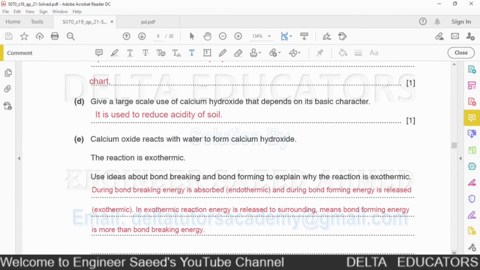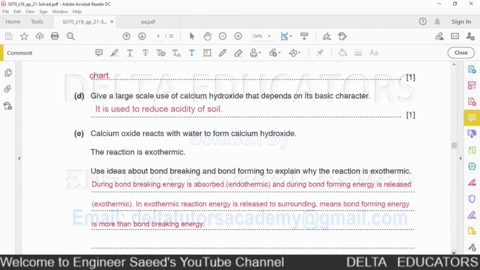Next part D. Give a large scale use of calcium hydroxide that depends on its basic character. Calcium hydroxide is alkaline in nature, it is basic in nature, and it is normally used to reduce the acidity of soil. So here we have to write it is used to reduce the acidity of soil.